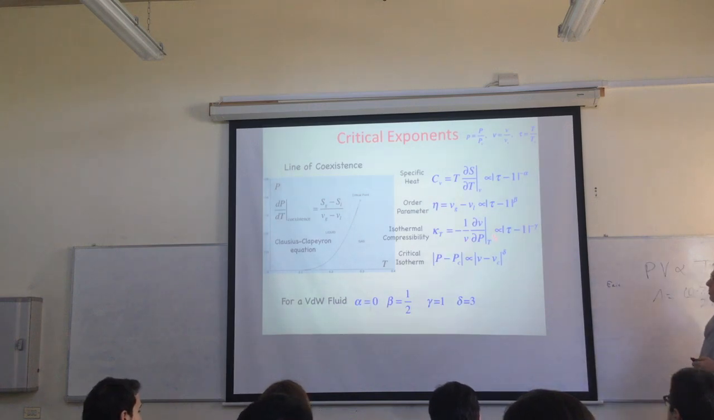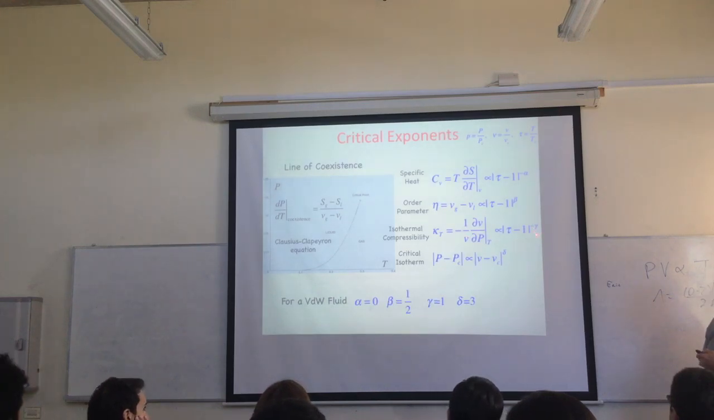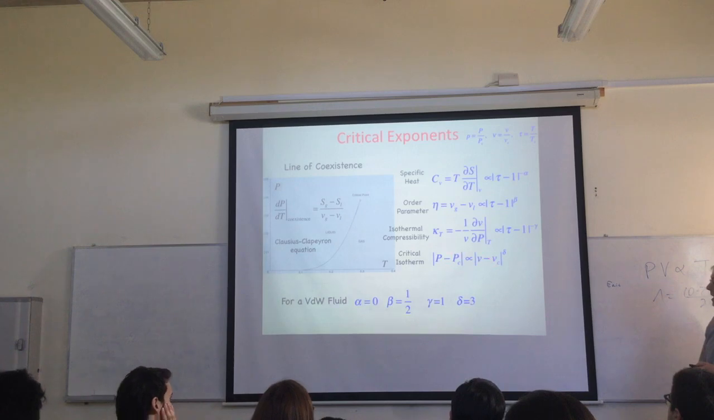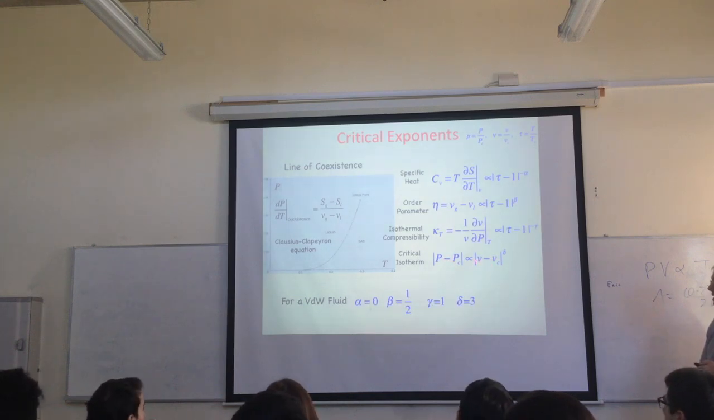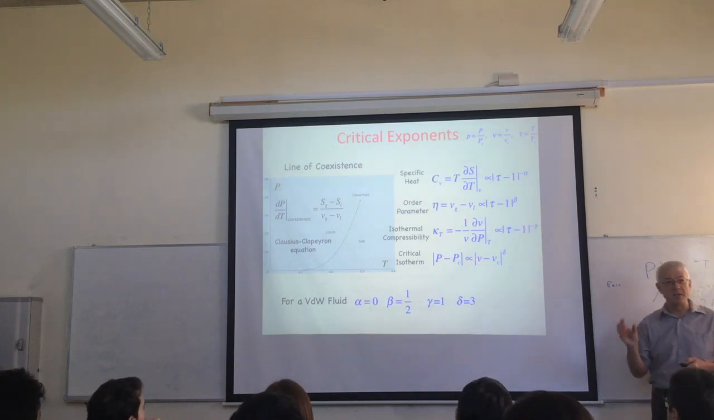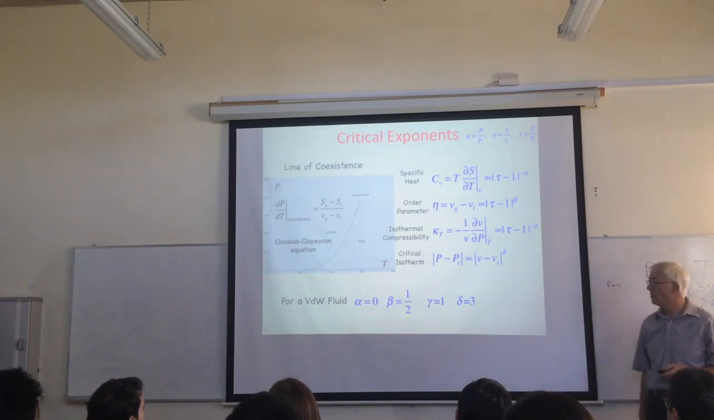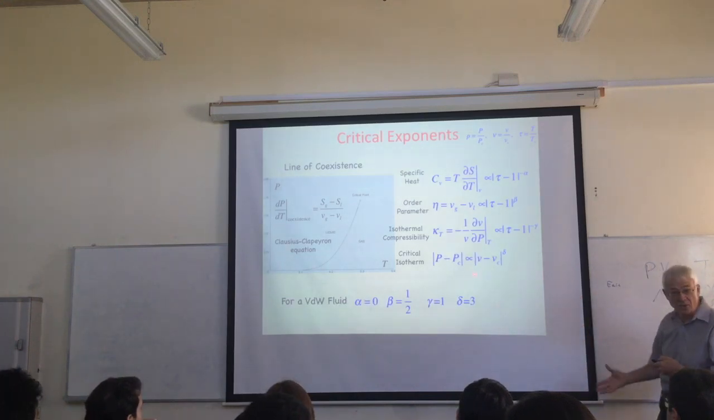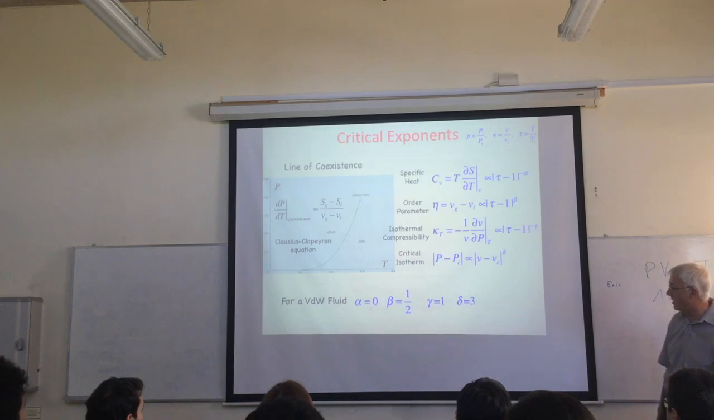The isothermal compressibility is given by negative dV/dP over V, and that critical exponent is gamma. And the critical isotherm is V minus Vc to the exponent delta. So as the pressure approaches criticality, the volume approaches its critical value, but at a different rate given by delta.